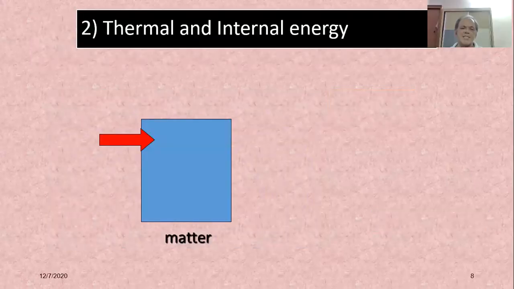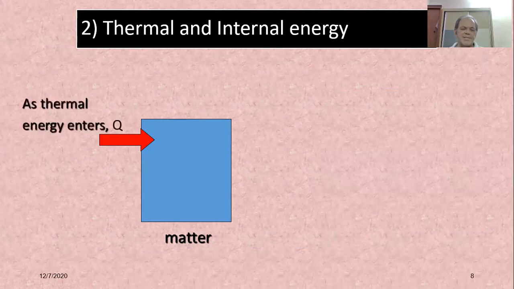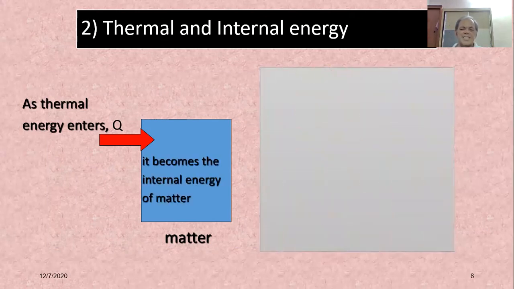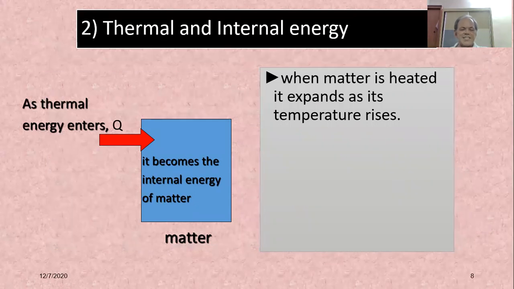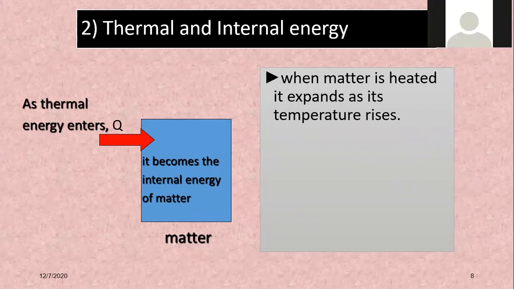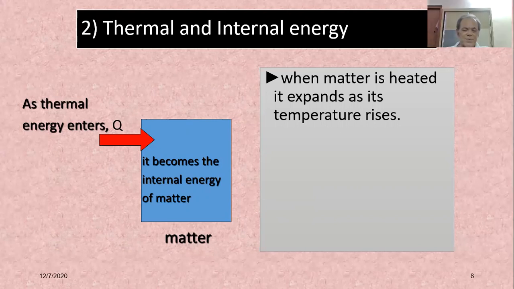So thermal energy and internal energy. Thermal energy is just energy, Q. So when it enters matter, it becomes internal energy. If it enters matter, it can be solid, liquid or gas. Thermal energy is just a form of energy. So when it gets into the molecules, it becomes internal energy already. When the matter is an ideal gas, it becomes ideal gas energy. So we are more interested in ideal gas. We are not interested in solid and liquid.